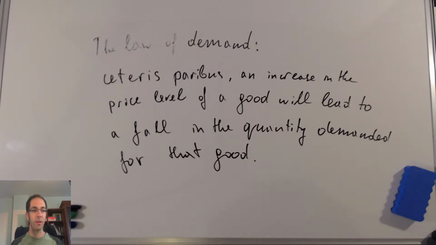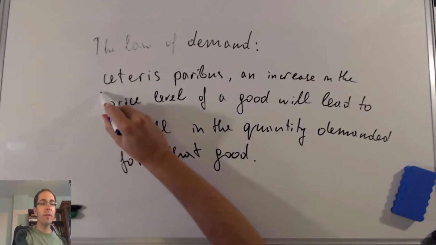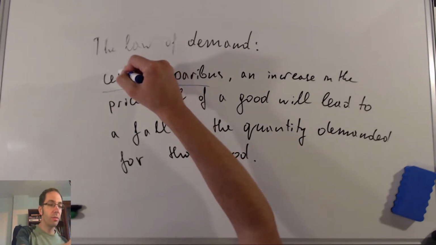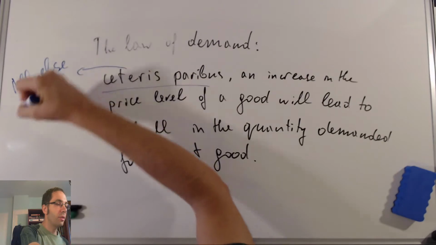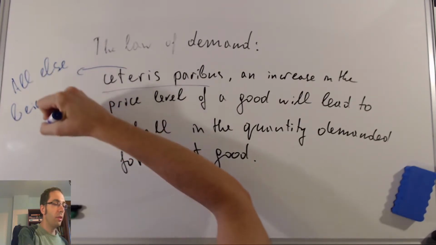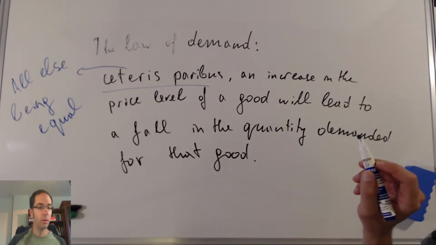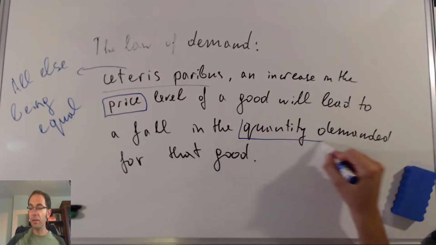Let's see what that means. First of all, ceteris paribus. This is Latin for everything else being constant or not changing, right? So this is all else being equal. And that's important because other than the price, there are other factors that can affect the level of demand. And we want to keep those constant so we can just map a relationship between the price of a good and the quantity demanded for that good.